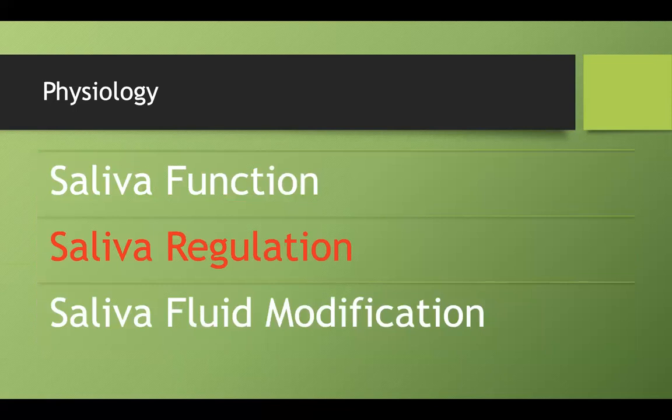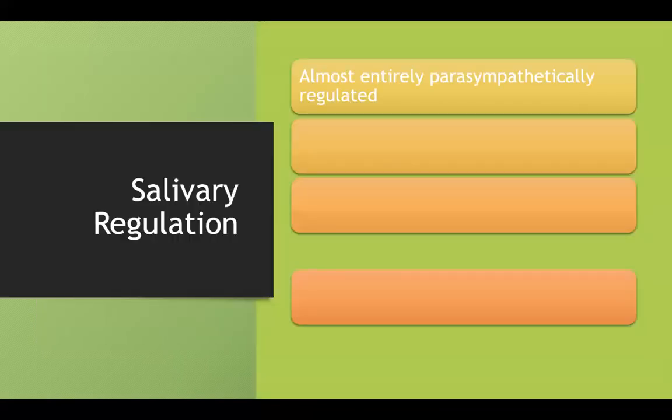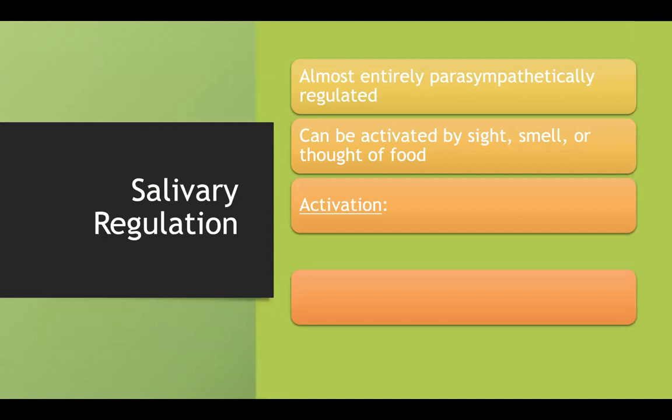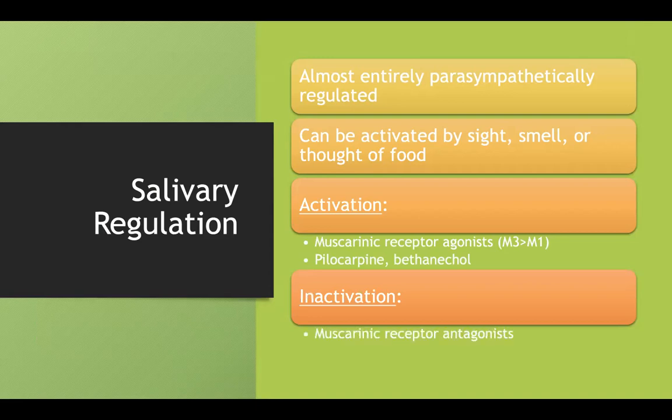Now let's talk quickly about saliva regulation. It's almost entirely parasympathetically regulated, which is kind of why I've already laid the framework of the parasympathetic activation, and we'll talk about inhibition in a little bit. It can be activated by sight, smell, or the thought of food. Activation can occur with muscarinic agonists, of which pilocarpine and bethanechol are a couple examples, and it could be inhibited by muscarinic receptor antagonists like atropine and scopolamine.